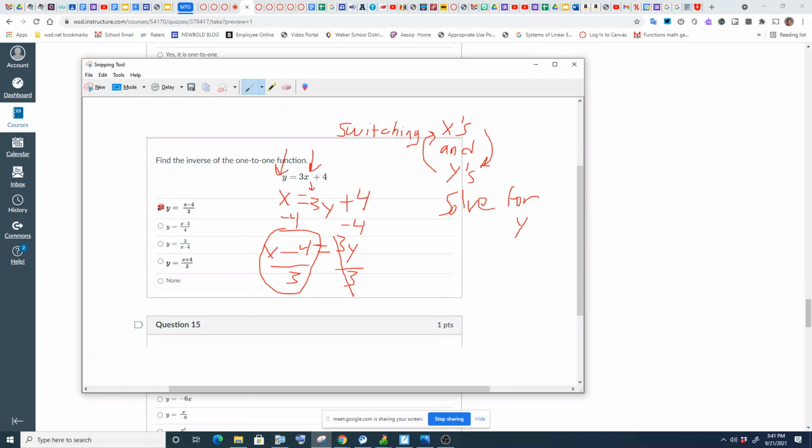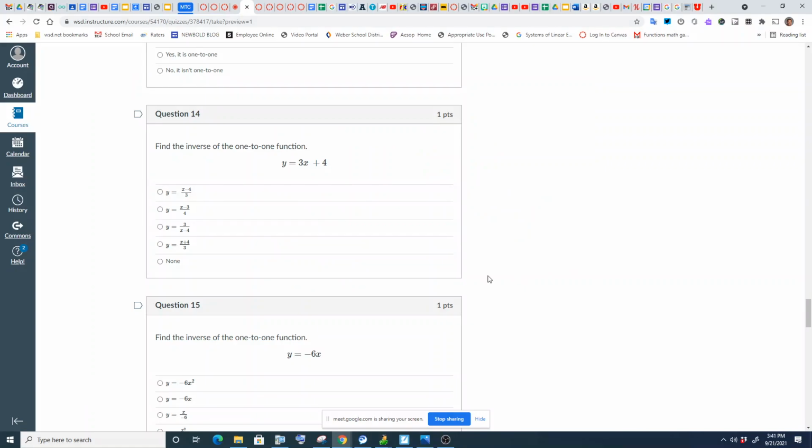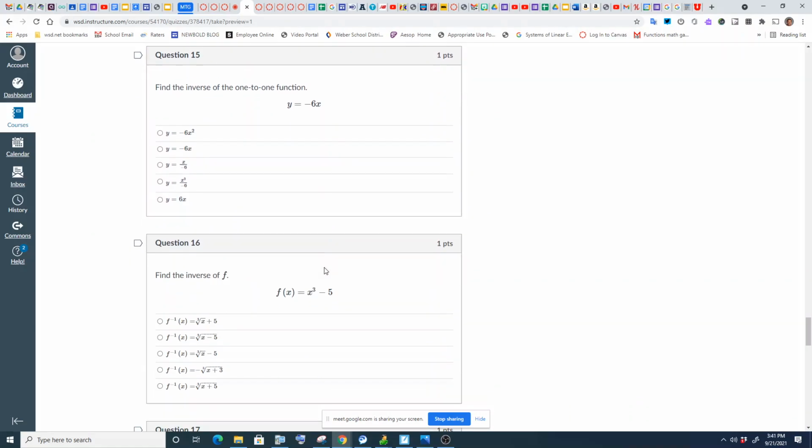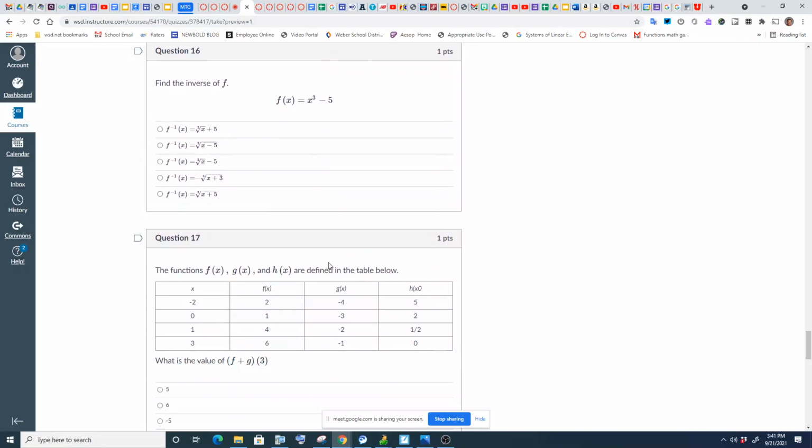Which is this one? x minus 4 over 3. So that's finding the inverses. Find the inverse of the one-to-one function. So that's finding the inverse of our one-to-one function, which means for every input there's an output. That's a one-to-one function. Cool. So that's helping you find the inverse of our one-to-one functions.